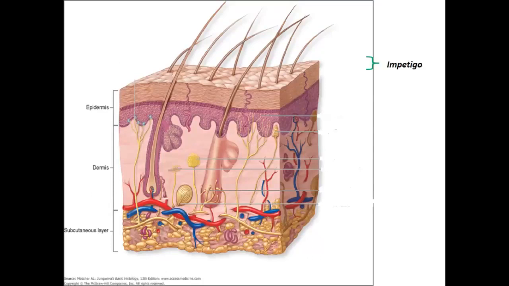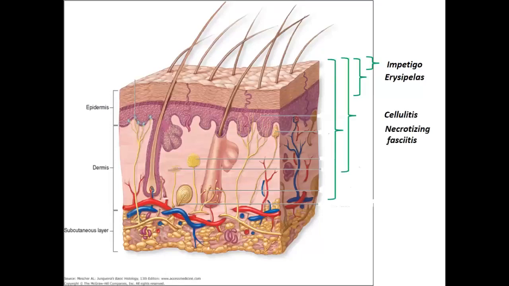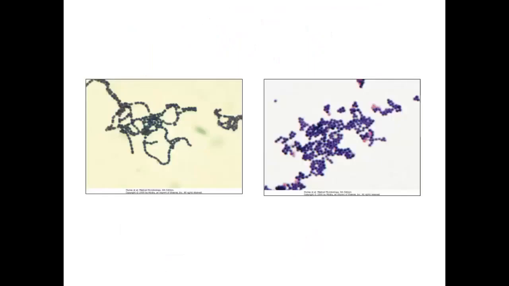So impetigo involves the most superficial level of the epidermis. Erysipelas goes a little bit deeper, but again is limited to the epidermis. Cellulitis extends to the dermis. And then necrotizing fasciitis goes to the deeper level of fascia. Then importantly, we get folliculitis, which involves hair follicles.